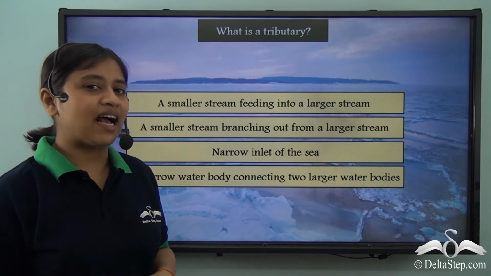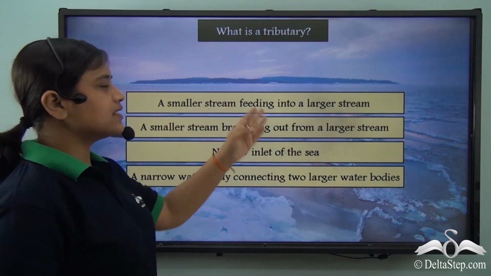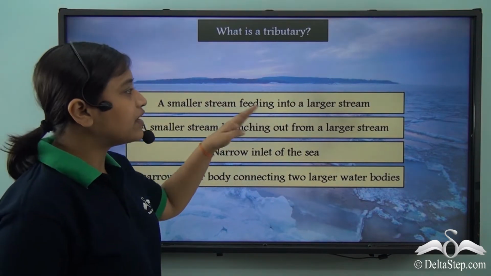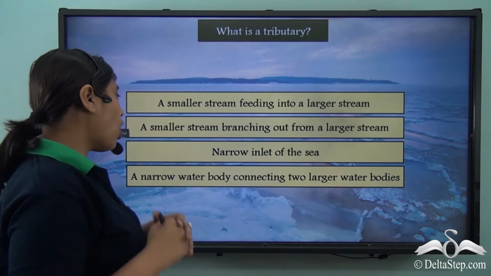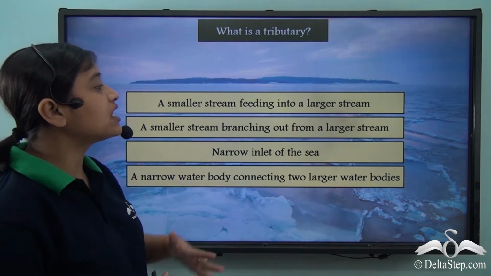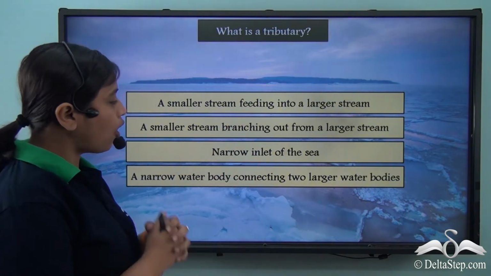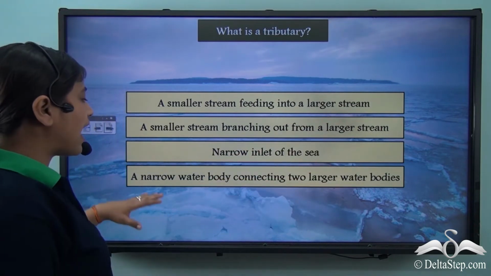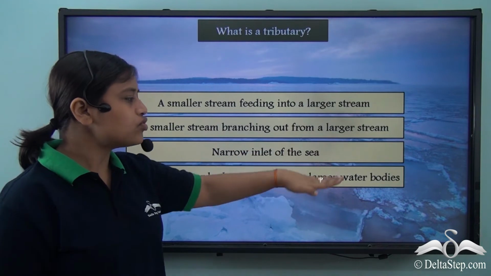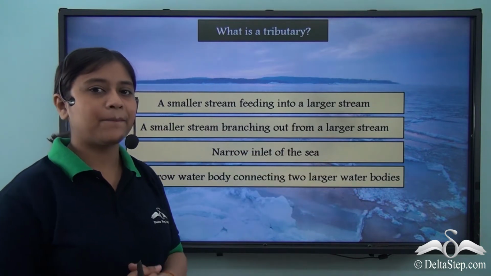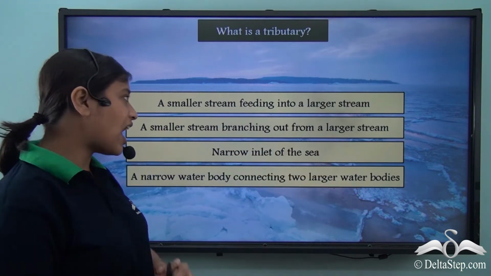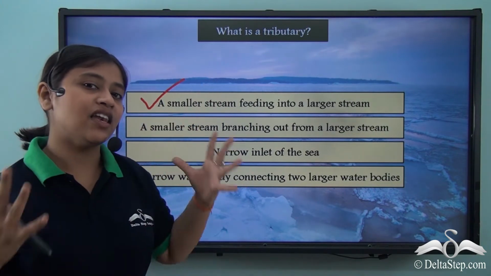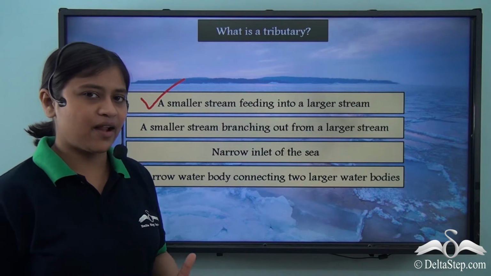Therefore, can you help me answer this question? What is a tributary? Is it a smaller stream feeding into a larger stream, or a smaller stream branching out from a larger stream, or a narrow inlet of the sea, or a narrow water body connecting two larger water bodies? Yes, the answer is it is a smaller stream feeding into a larger stream or river.